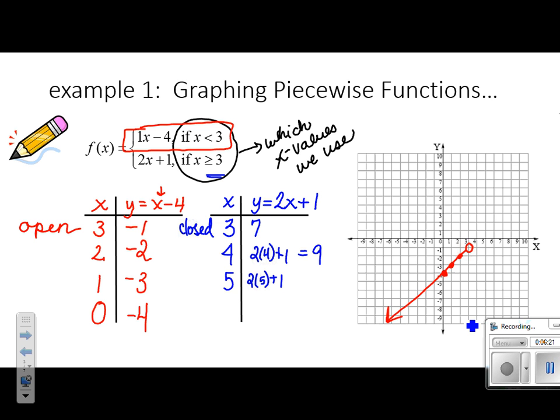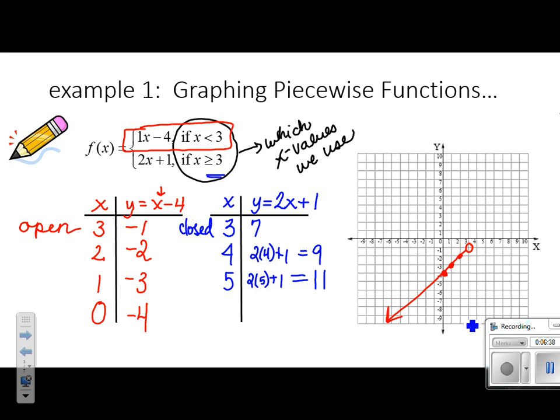Okay, so I'm going to graph, oops, something went wrong with my board all of a sudden. Just gonna make sure that I can still write on it. There we go, sorry about that.